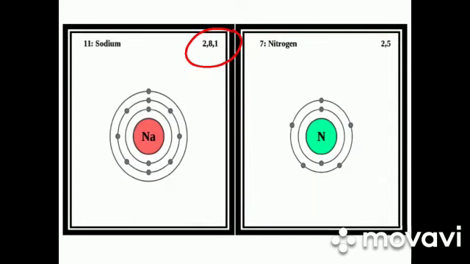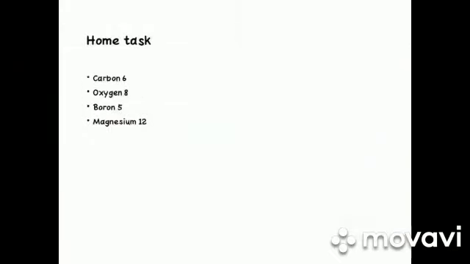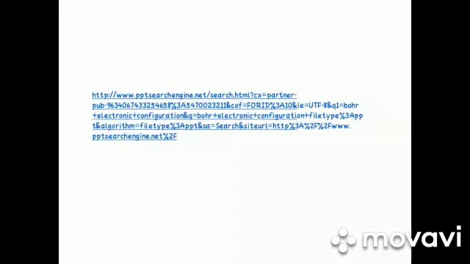Then we have nitrogen. Nitrogen's atomic number is 7, means there are 7 electrons in nitrogen. So K shell would have 2 electrons and L shell would have 5 electrons. So 5 plus 2, 7. Now students, you will draw the electronic arrangement of these elements in your notebook. With this, we have alhamdulillah completed this chapter.